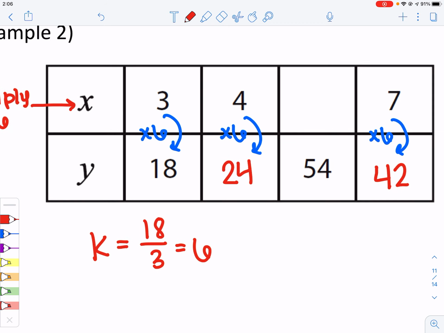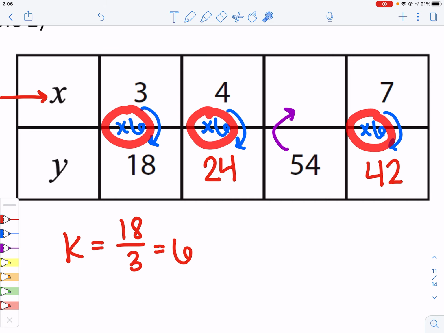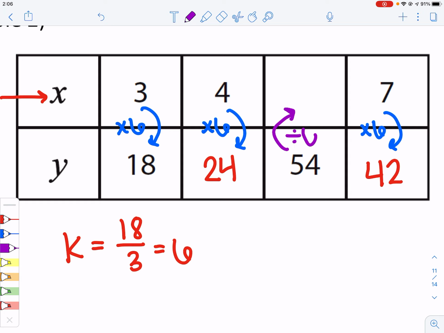Okay, and then lastly, you're going backwards. So instead of going from x to y, I don't give you the x here, I give you the y. So go backwards, and you can just say, okay, the opposite of multiplying by 6 would be to divide by 6. So let's try that.